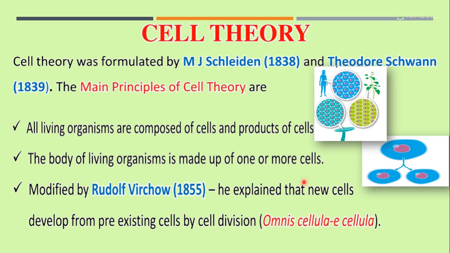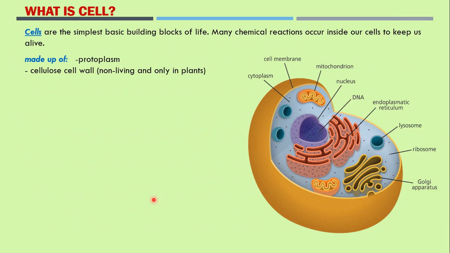Cell theory is composed of three basic points. All organisms are composed of cells. The body of a living organism is made up of one or more cells, and all new cells are formed by the division of pre-existing cells.